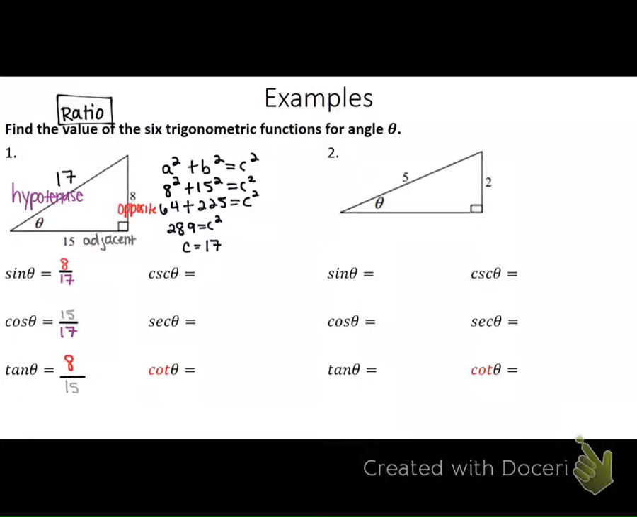So these already show you which ones are opposite each other, which ones are the reciprocals of each other. So sine and cosecant are reciprocals of each other, Greg. So what would the cosecant be then? 17 over 8, because it's just the flip of that one. So it's 17 over 8. So the secant is the reciprocal of the cosine. So, Jill, what would that be then?